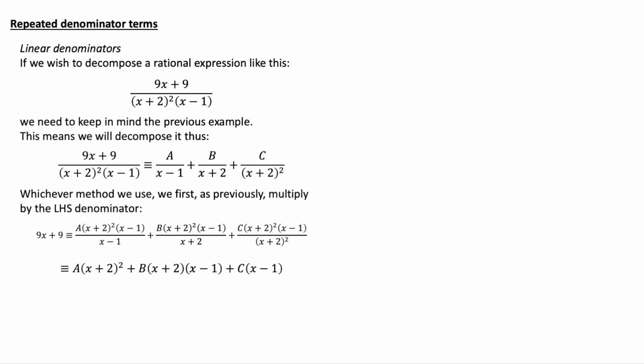And for the third term, both of the x plus 2 squared terms will cancel, of course, because we've got x plus 2 squared on the top and the bottom, leaving us with just the x minus 1.